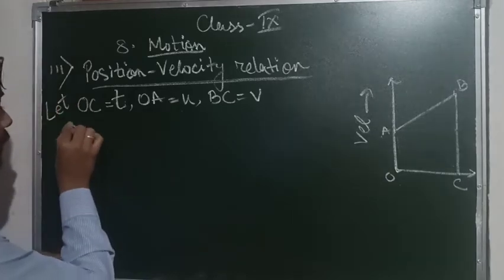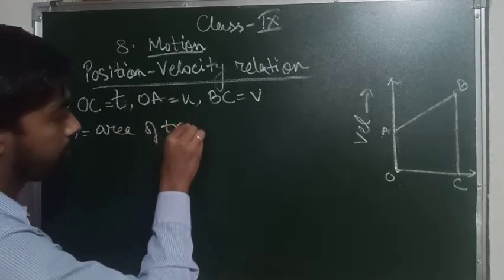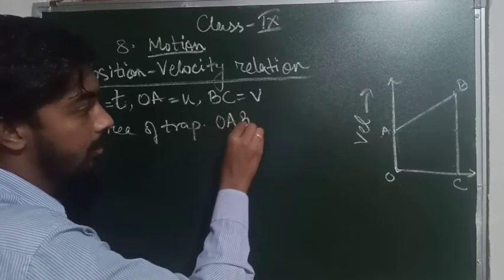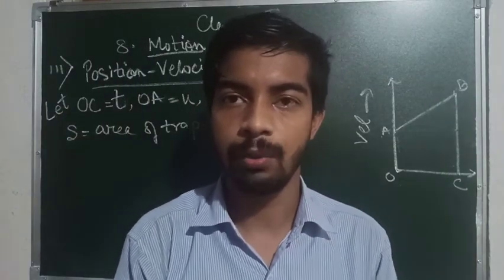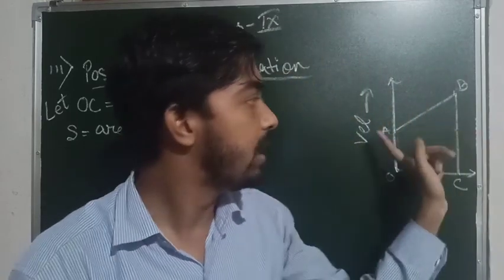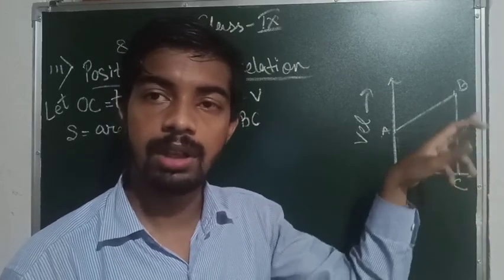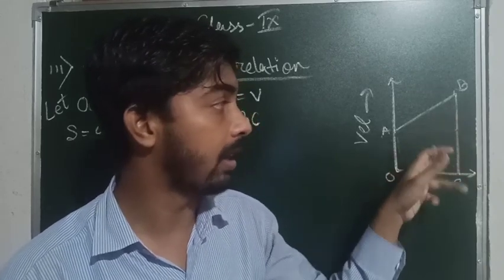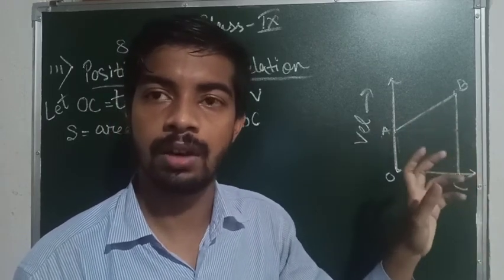Now here S is equal to area of trapezium OABC. We will be using the same thing. Now in the previous one, after writing S equal to area of the trapezium OABC, we divided the trapezium into two parts, one was the triangle, another was the rectangle. Then we found the areas of the rectangle and the triangle separately, and we totaled them up. Now here we will directly find the whole area of the trapezium.